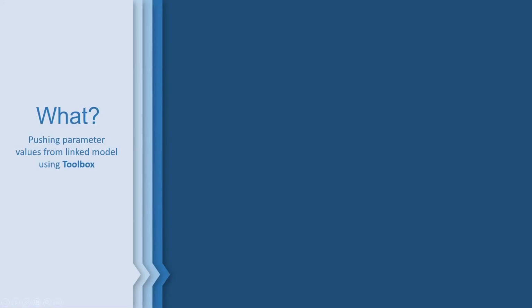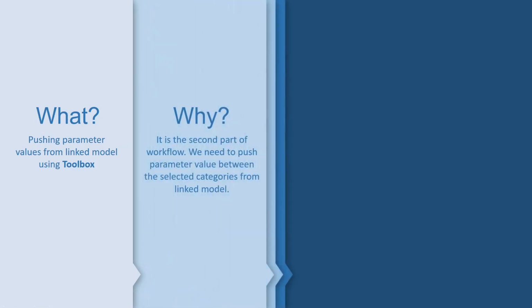Hello there. Today I'm going to be showing you how to use Toolbox plugin to push parameter values from a linked model to a host model. It is the second part of the workflow actually. If you haven't watched the first one, you can watch the tutorial 04-Dynamo tutorial. And we need to push parameter values between the selected categories from the linked models.